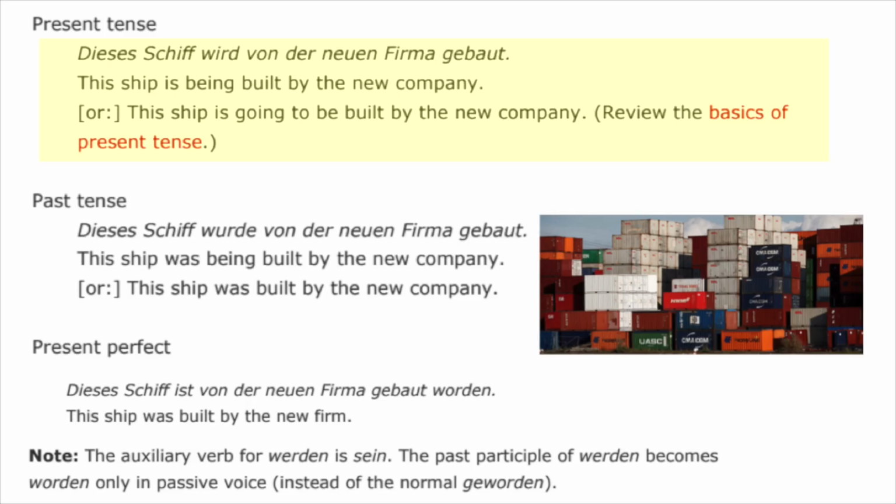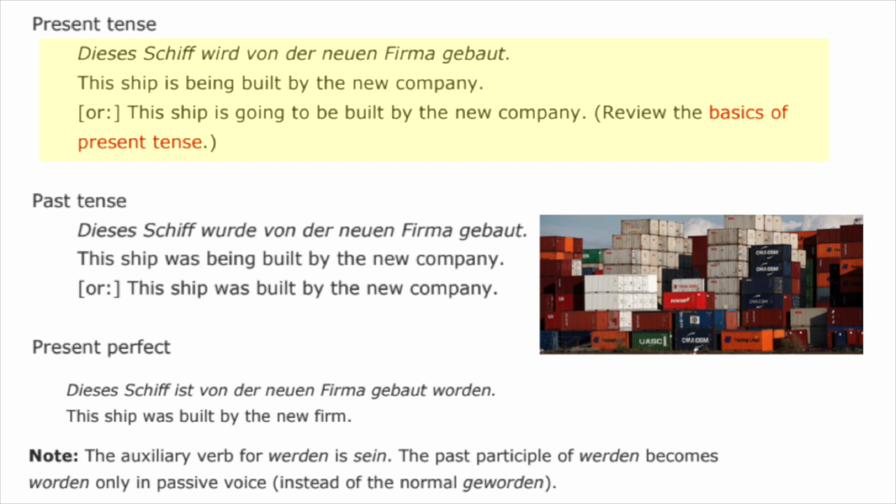If the second verb is an infinitive, then paired with werden, it's in the future tense. But if that second verb is a past participle, paired with werden, we know it's in the passive voice. For example, I can say, dieses Schiff wird von der neuen Firma gebaut. Now, if you look very closely here, the second verb within this formula is not an infinitive at all. Gebaut is rather just that familiar past participle we've already encountered before in this lecture.